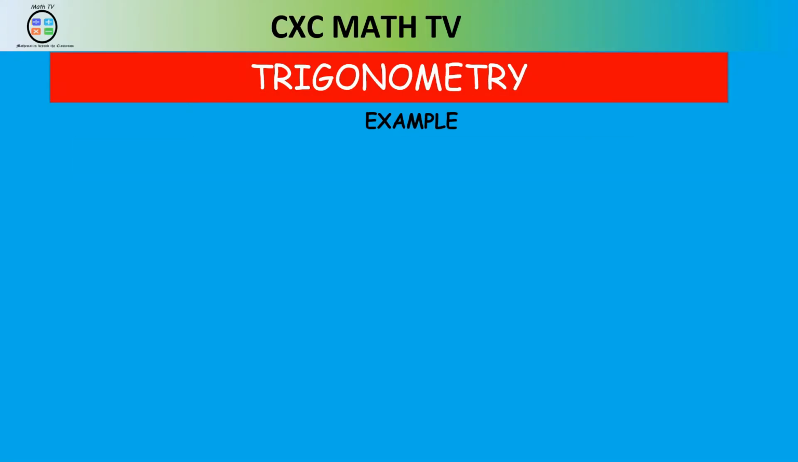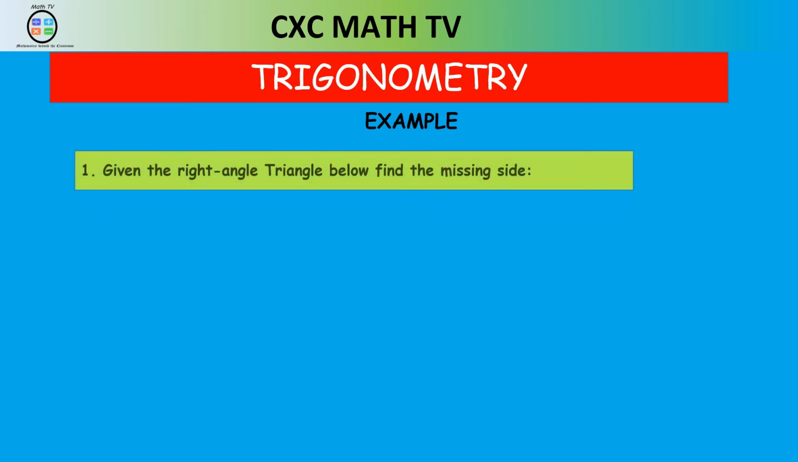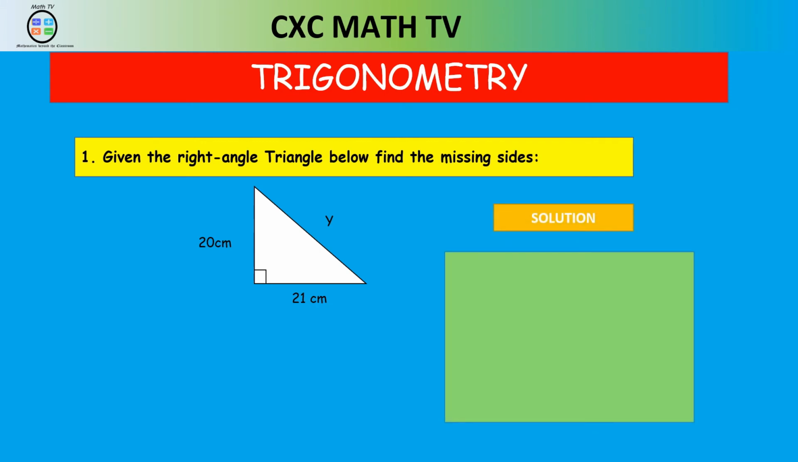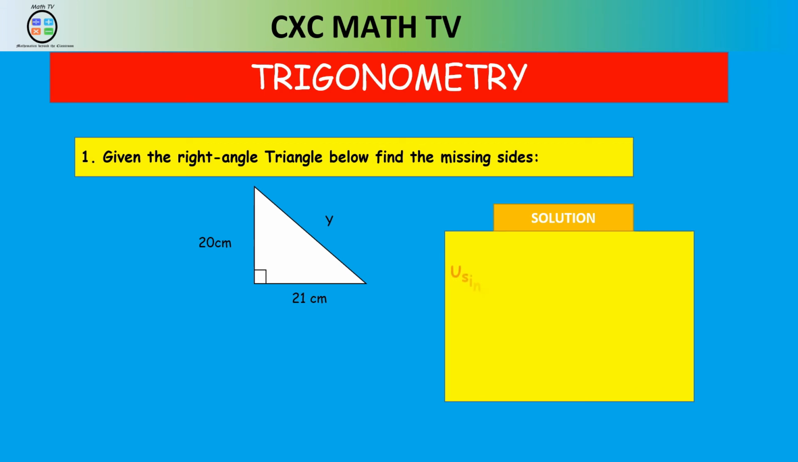So given the right angle triangle below, find the missing side y. So the missing side is the hypotenuse. So pause and attempt. As you would have paused and attempted, you'd realize that the opposite is 20 and the adjacent is 21. So we say that opposite squared plus adjacent squared is equal to hypotenuse squared by Pythagoras theorem. So 20 squared plus 21 squared is equal to y squared.